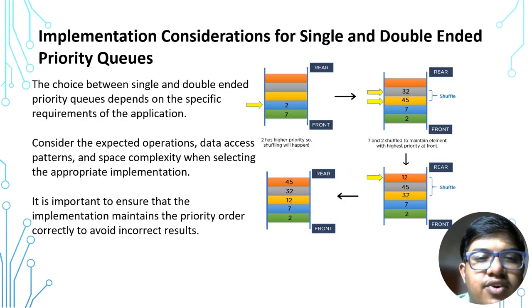Implementation consideration for single and double-ended priority queues. The choice between single and double-ended priority queues depends on specific requirements of the application. Consider the expected operations, data access patterns, and space complexity when selecting the appropriate implementation. It is important to ensure that the implementation maintains the priority order correctly to avoid incorrect results. So basically, single-ended or double-ended priority queues are selected based on the requirements, and when selected we have to make sure that there is no disruption in the priority order so that the result stays accurate.